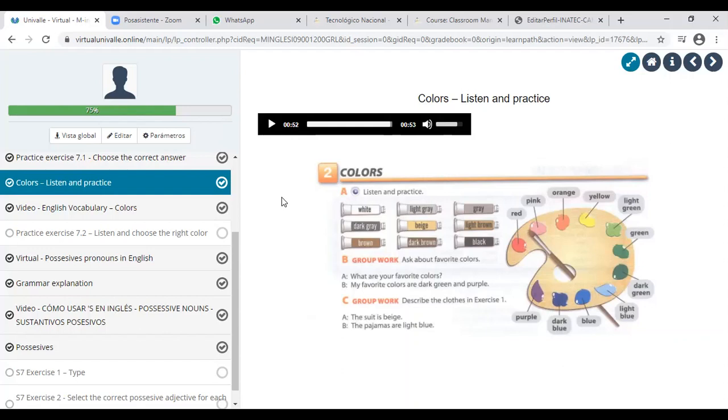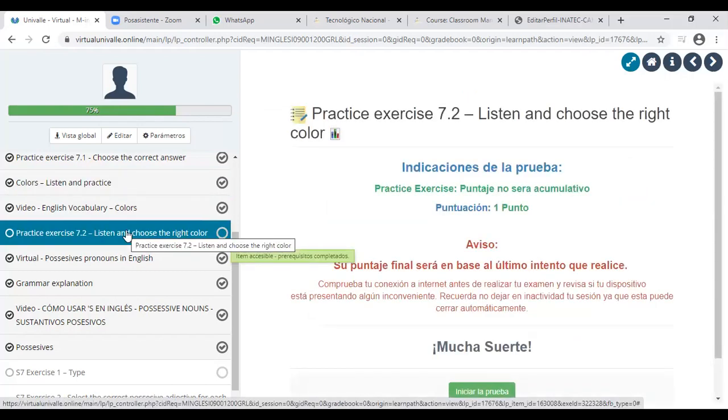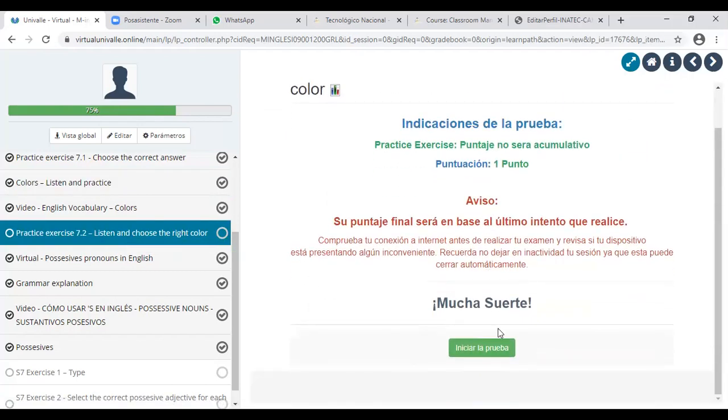For example, I can say, my favorite color is red when it comes to singular. But when it comes to plural, I can use, my favorite colors are pink, yellow, and green. Okay, talking about plural way. And here we have a practice exercise. Listen and choose the right color.